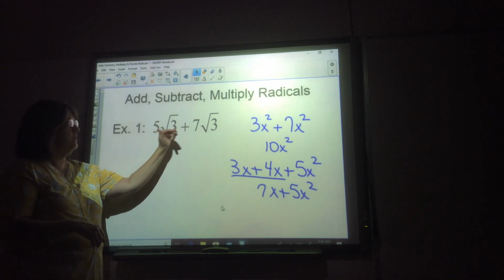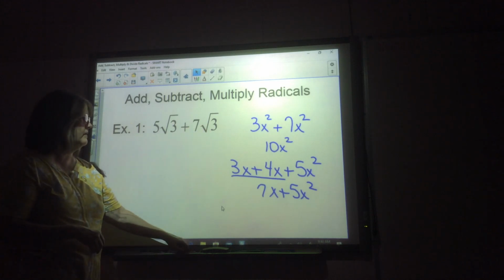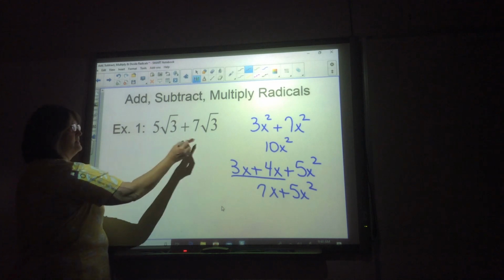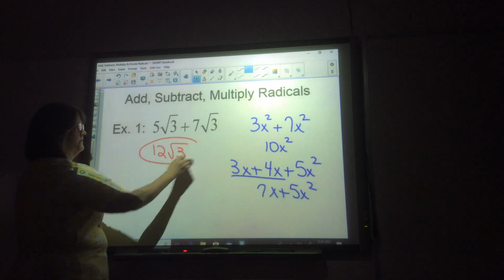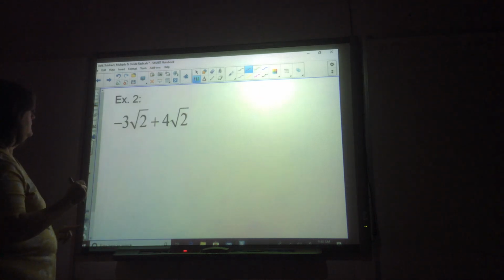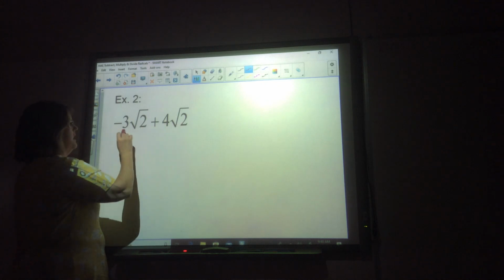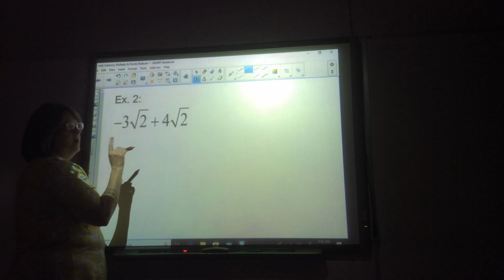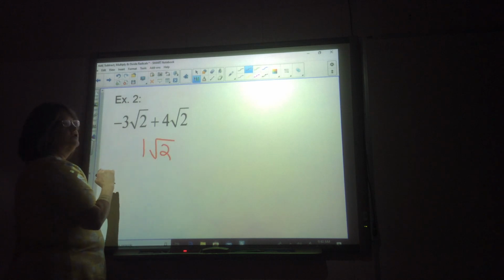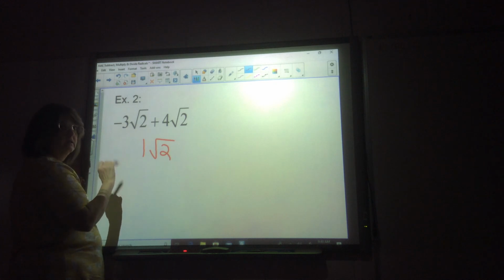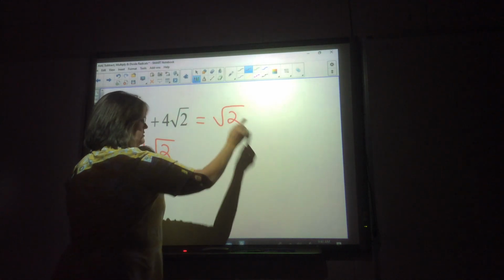So this is the square root of 3, and the square root of 3 is like seeing 5x plus 7x. I can do that. So when I simplify this, 5 plus 7 is 12 onto the square root of 3. Now, same thing here. These are both the square root of 2. So negative 3 and a positive 4 is a positive 1. We don't typically write 1 onto the square root of 2, just like we don't write 1x. We write x. So here I would write the square root of 2.